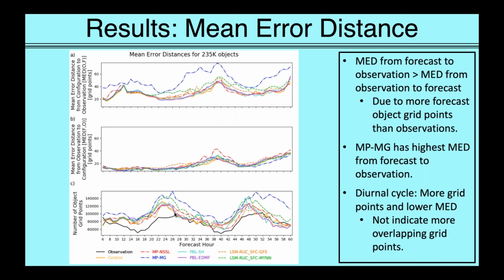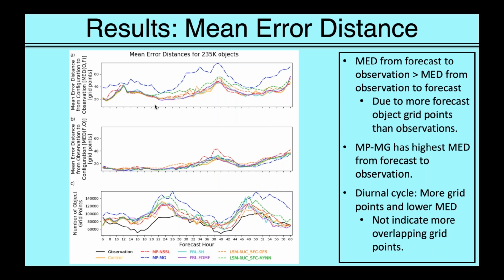So looking at our mean error distance, the mean error distance from our forecast to the observation is greater than the mean error distance from the observation to the forecast. And this is due in most part to the fact that there are more forecast object grid points than observation grid points. Again, the Morrison-Gettleman scheme has the highest mean error distance. And it's very obvious, you can see that in this figure A. Again, we also see a diurnal cycle where we have a mean error distance that is lowest here, around where we had the highest OTS.